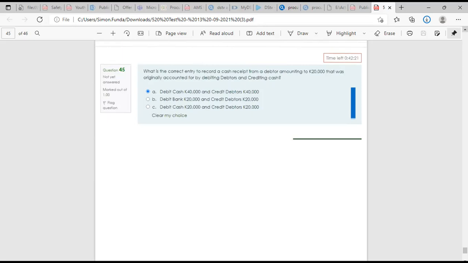If we debit 20 and credit 20, it is just going to be at zero. But there is a gain of 20. So for us to make a proper entry, we're supposed to double it. We're going to debit cash by 40 and credit debtors by 40. The first 20 brings the effect to zero, then the other 20 makes the correct entry. So that's how we can make that correction.